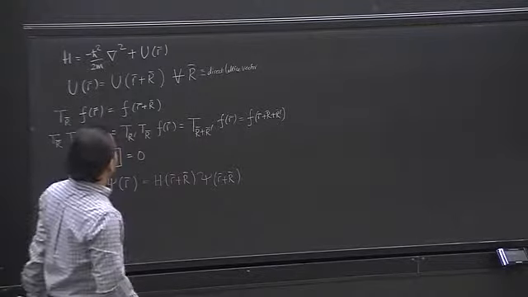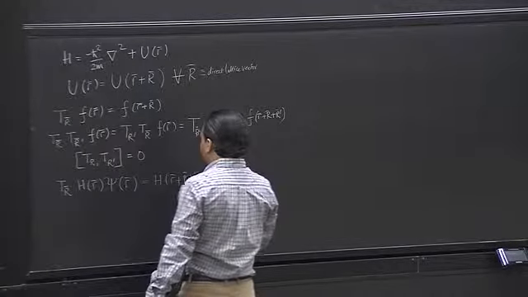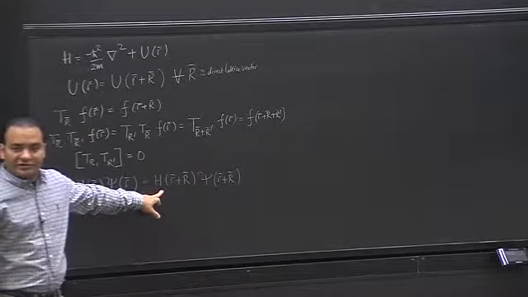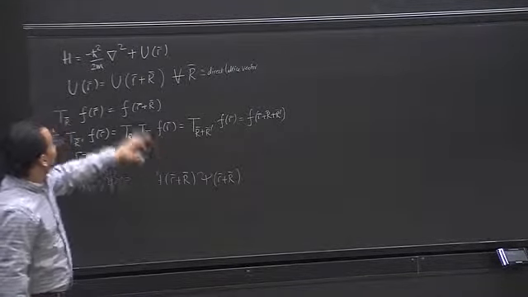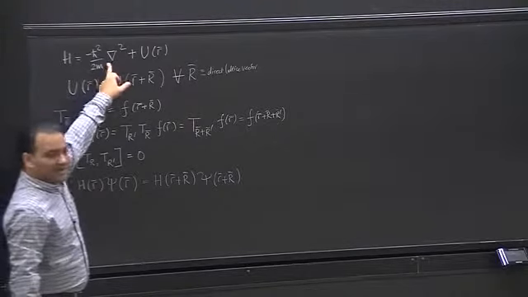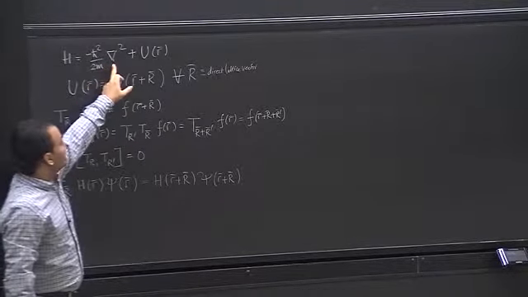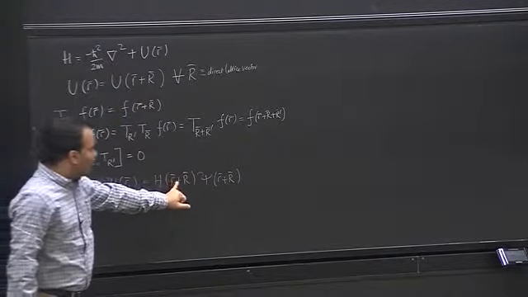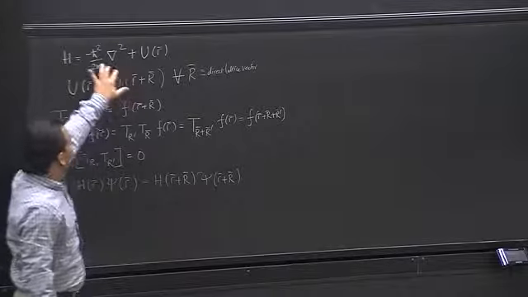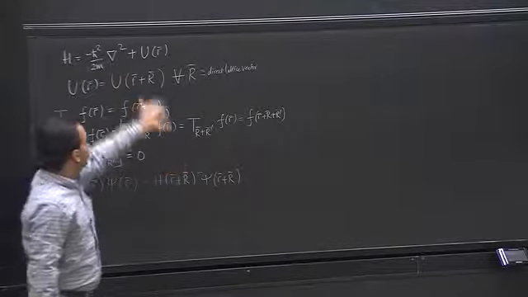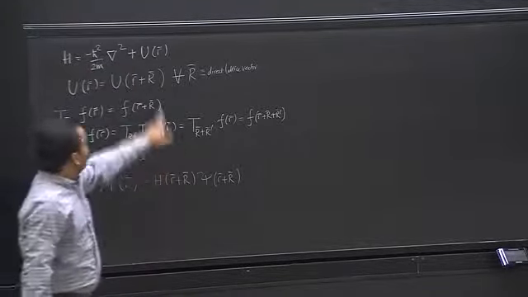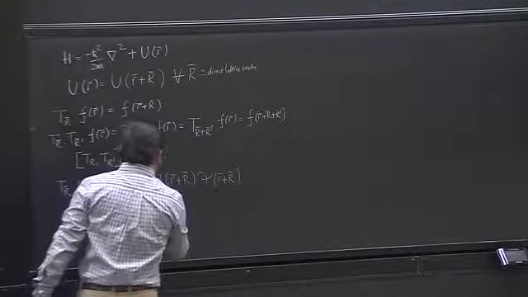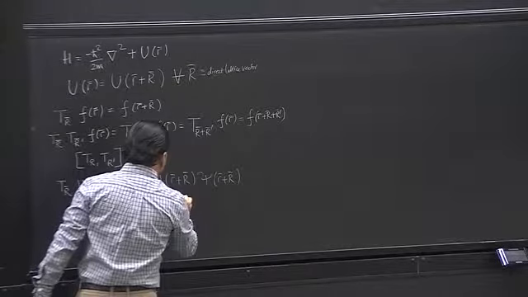Now what is H of R plus capital R? You can convince yourselves that this is the same as H of R. Why? You have a gradient, a derivative with respect to the coordinate r, d over d small r. You're just shifting by capital R, so the derivative term is just a constant. It remains the same. U of r plus R is the same as U of r. So H of r plus R is the same as H of r.